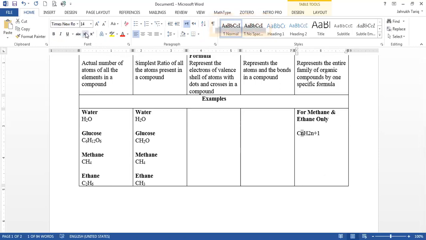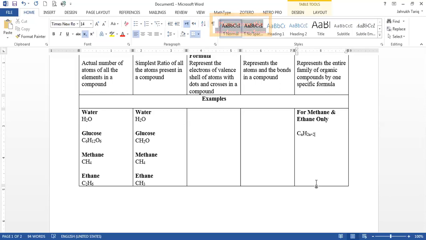Yes, Tanisha. Just a second, let's see the chat. CnH2n plus 2. Very good. I actually wrote 2n plus 1 in the start. All right, CnH2n plus 2. Can you understand this general formula for the actual molecular formulas of ethane and methane?